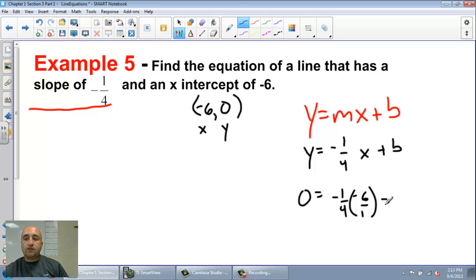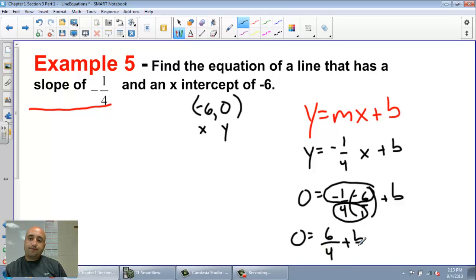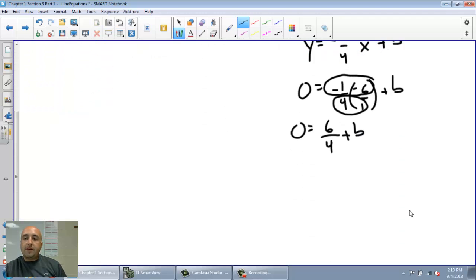I'm going to turn that into a fraction, so I have 2 fractions. Now I'm going to just multiply. So 0 equals -1 times -6 is 6. 4 times 1 is 4, plus b. Hopefully that makes sense. 0 equals 6/4 is 3/2, plus b.